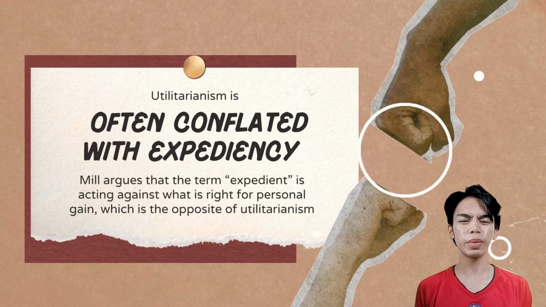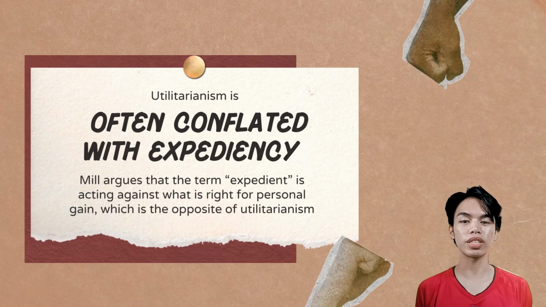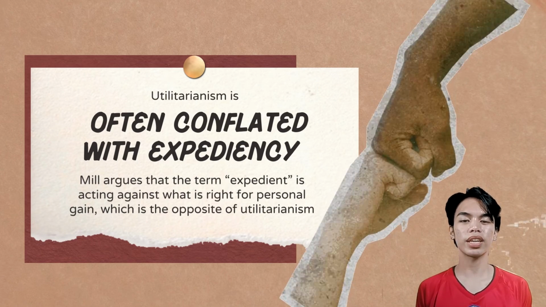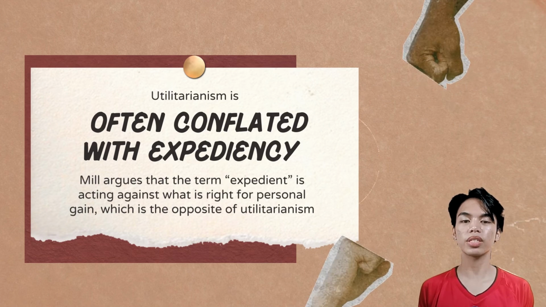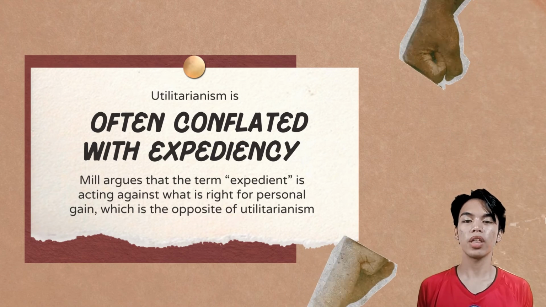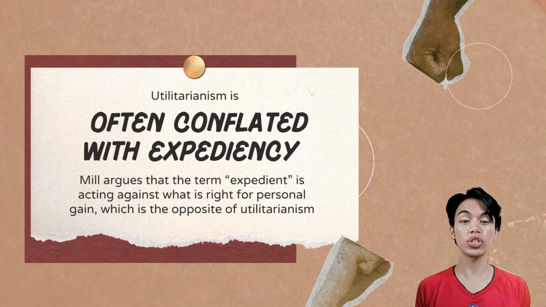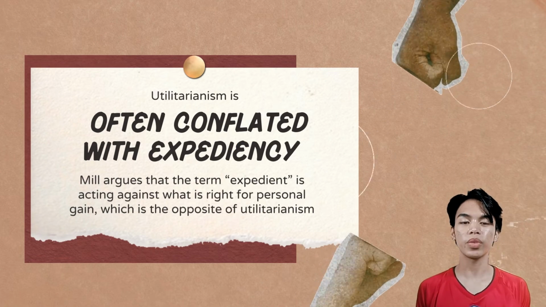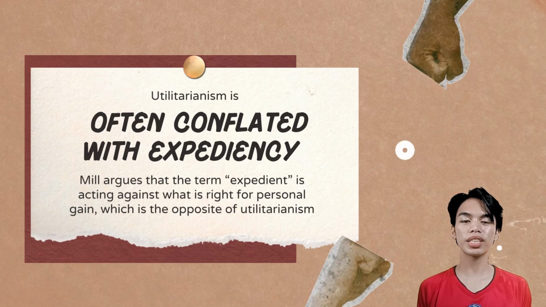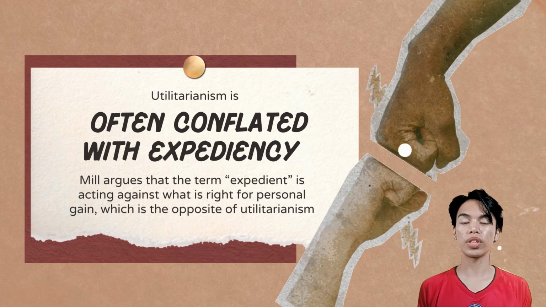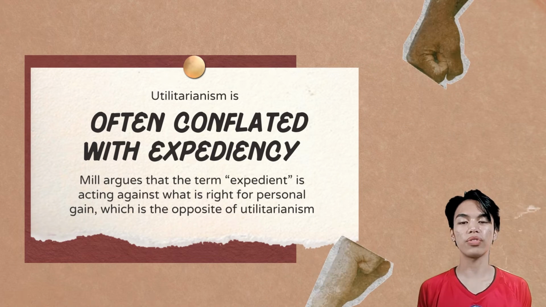Mill argues that the term expedient means acting against what is right for personal gain, which is the opposite of utilitarianism, since we all know that utilitarianism is the ethical theory that determines what is morally right and wrong based on the outcomes of actions that garner the most happiness or pleasure for the most people. Therefore, it is not generally about having just your own happiness, but also taking into consideration others' satisfaction as well. Which brings us to the question, is the utilitarian view really self-indulgent? Not really. While utilitarianism is the branch of the useful, expediency is the branch of the hurtful.